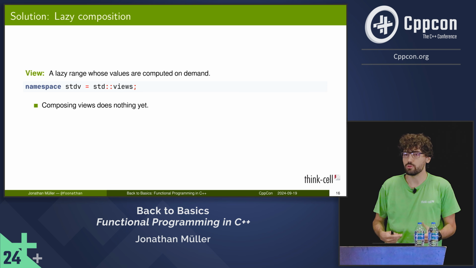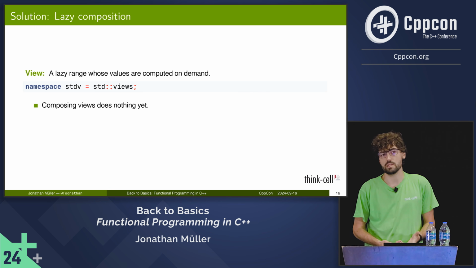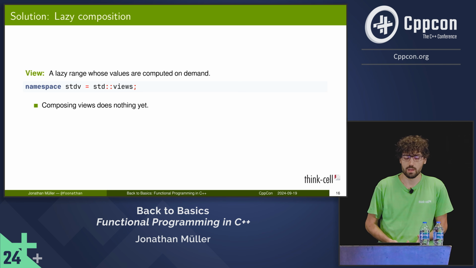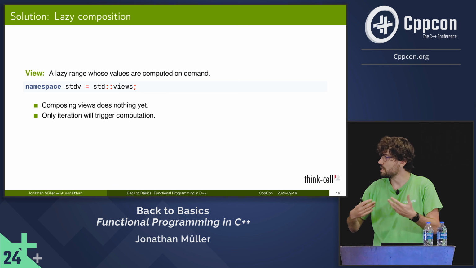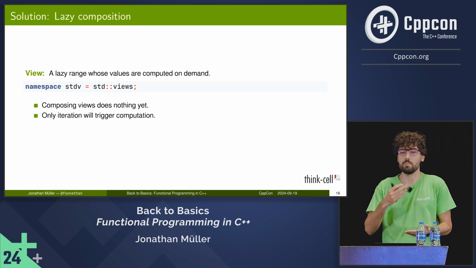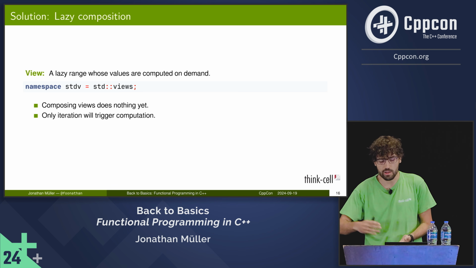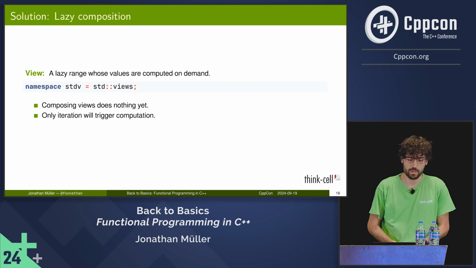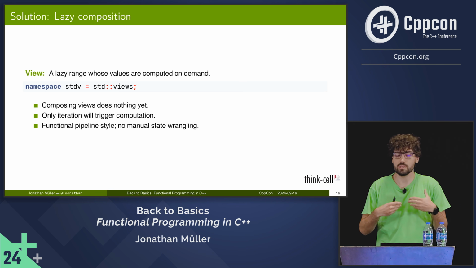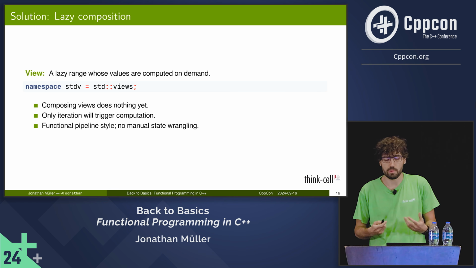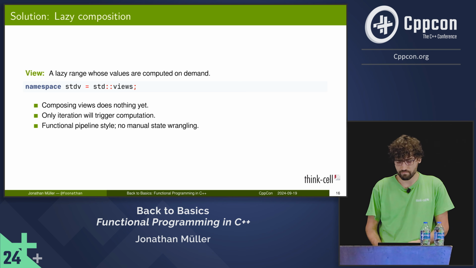So when you create a view or compose views, this actually does nothing yet, right? It just describes some sort of pipeline. And only when you start iterating do you actually do things, right? So only when you pass a pipeline to an algorithm or to a loop, you will compute each value of the pipeline in order as you go over it. So it doesn't do any unnecessary work. And this allows us to truly use the functional pipeline style where we don't have any intermediate state.